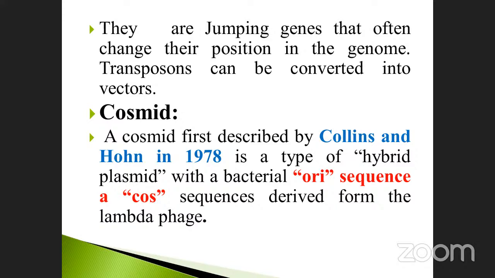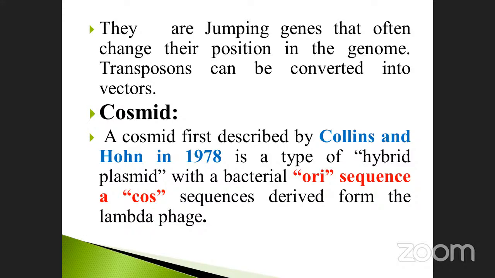What is a cosmid? Who discovered the cosmid? Where will it act? See, the cosmid was first described by Collins and Hohn in 1978. It's a type of hybrid plasmid with the bacterial ori sequence and a cos sequence derived from the lambda phage. Already we discussed which one is considered as the cos site. Ori means, as on our board, the place where the replication process starts.